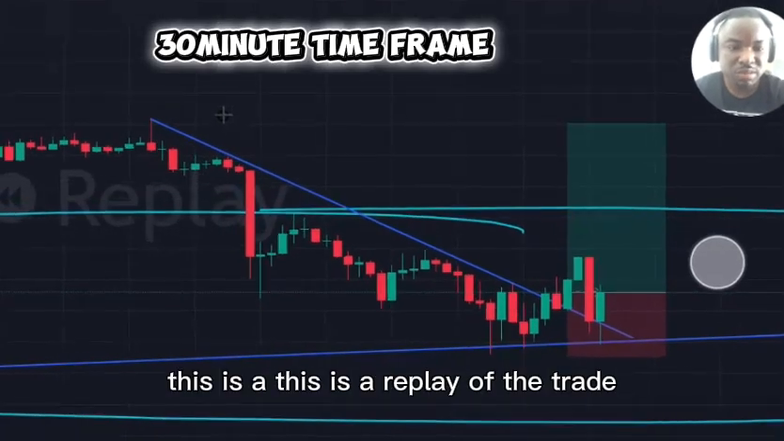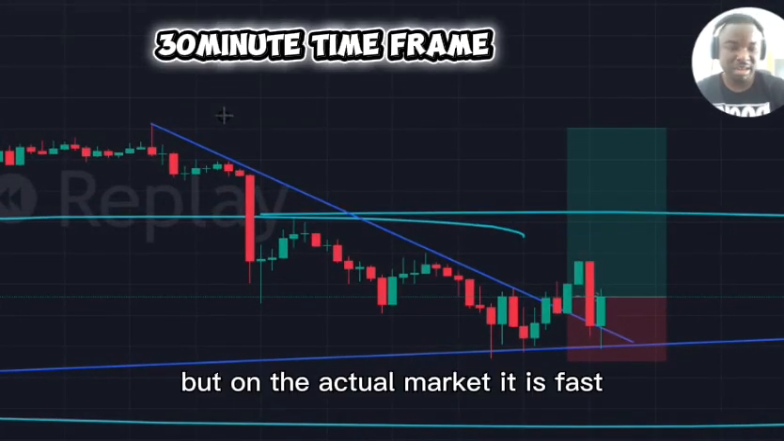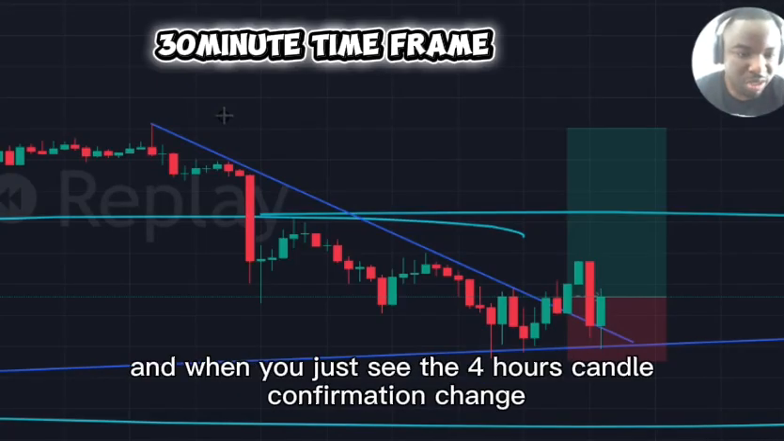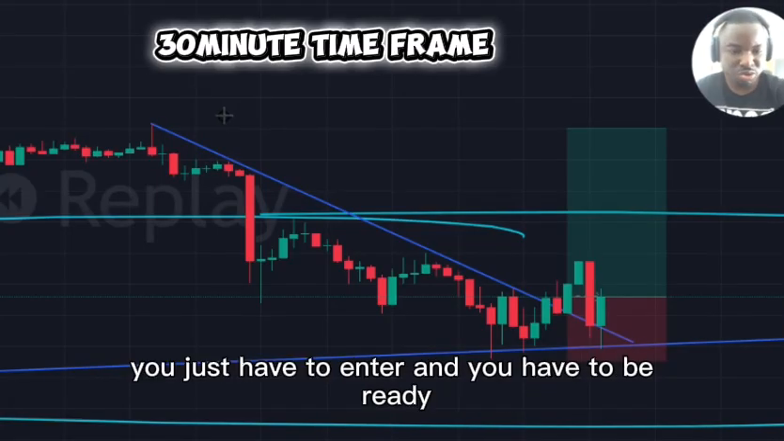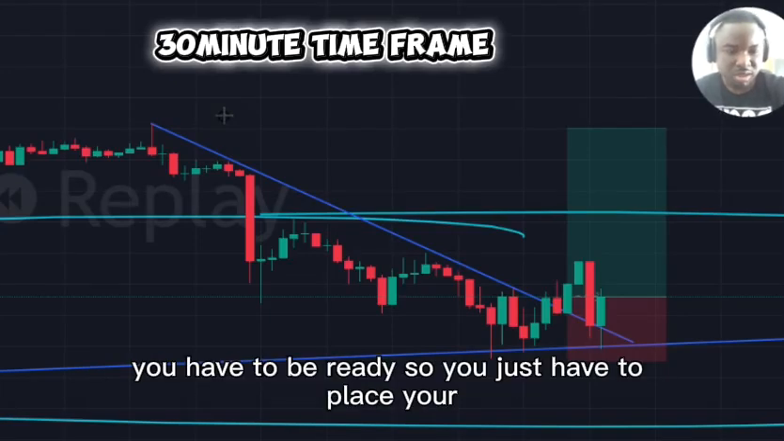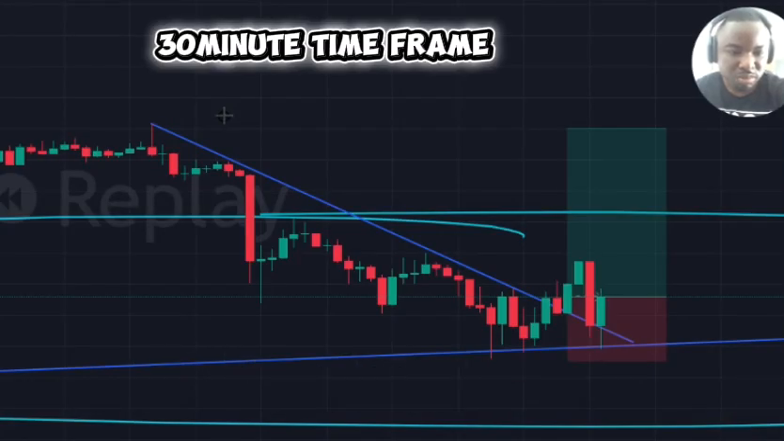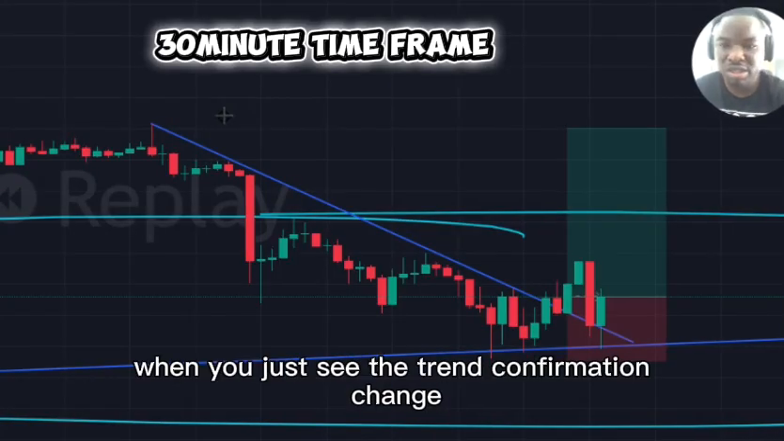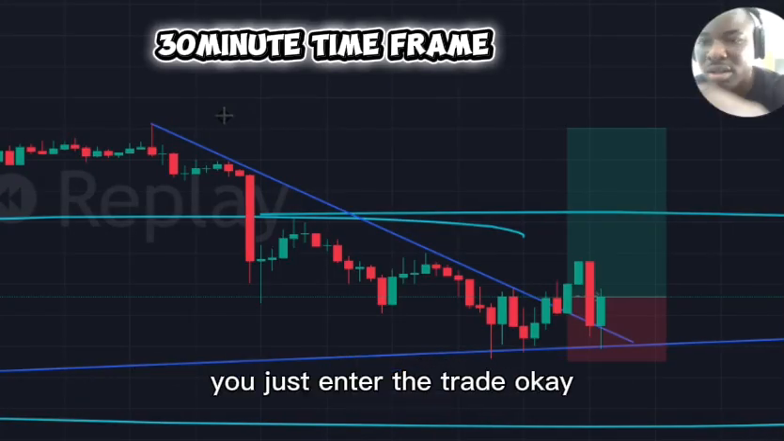Guys, this is a replay of the trade, but on the actual market it is fast, so you have to act fast at this point. When you just see the 4 hours candle confirmation change, you just have to enter and you have to be ready. As you saw the trend line break, you have to be ready, so you just place your buy and sell orders and be ready for the trend to change. When you just see the trend confirmation change, you just enter the trade.